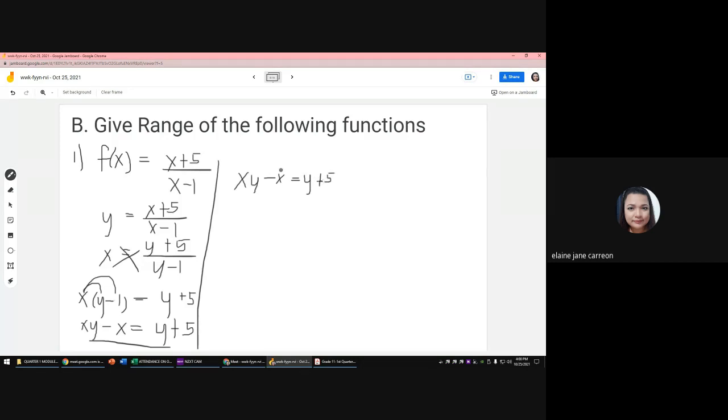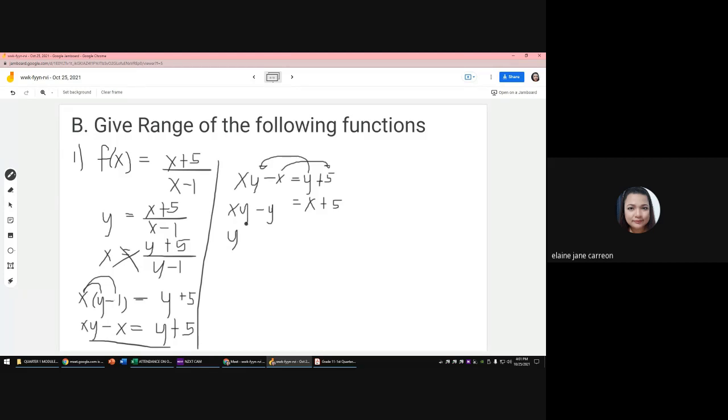We will transpose negative x to the other side, and we will also transpose positive y to the left side. So, xy, positive y here becomes negative. Next, negative x here becomes positive. I put it first because it's x. So, plus 5. Even if they're the same, swapping them is okay. So, 5 plus x or x plus 5, no problem, because both are positive.